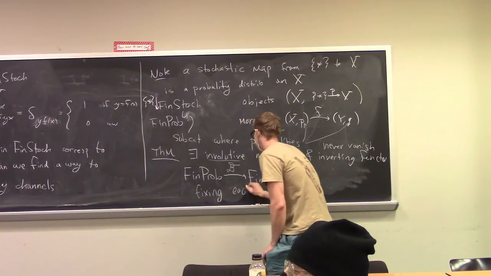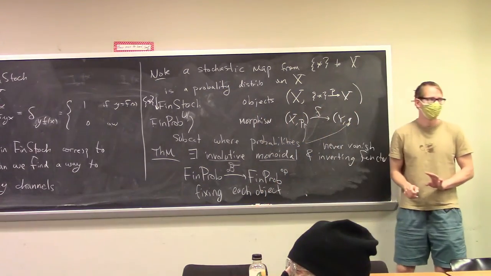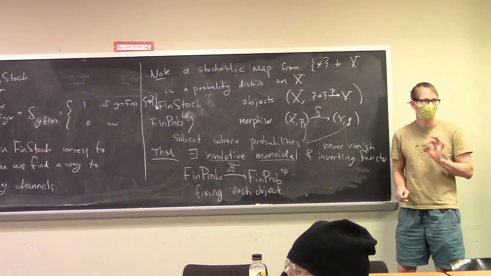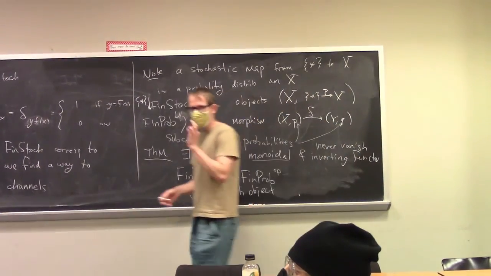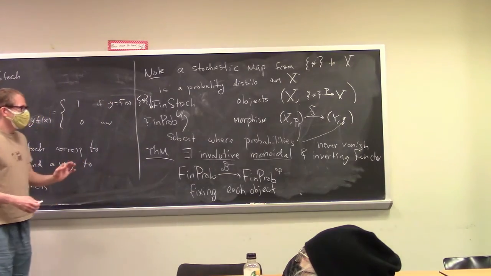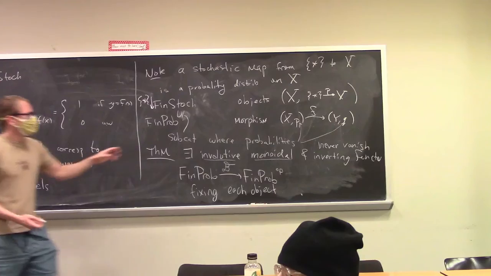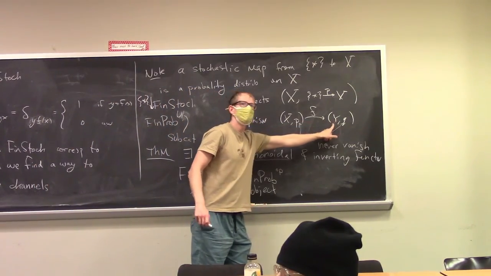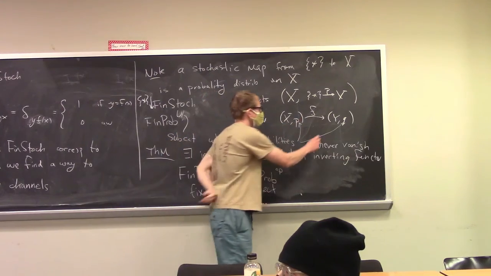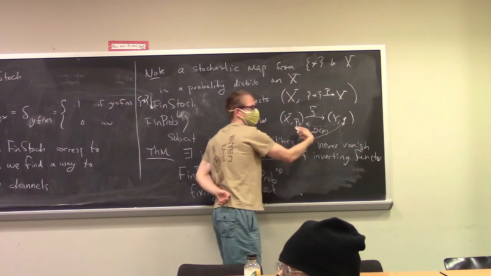Fixing each object. That's important. So it takes a probability space. That's what this XP is. And it fixes it. And the idea of it being inverting is just this notion that it takes a morphism from xp to yq, and it gives you a morphism going backwards. B of f. So that's where B of f is going.